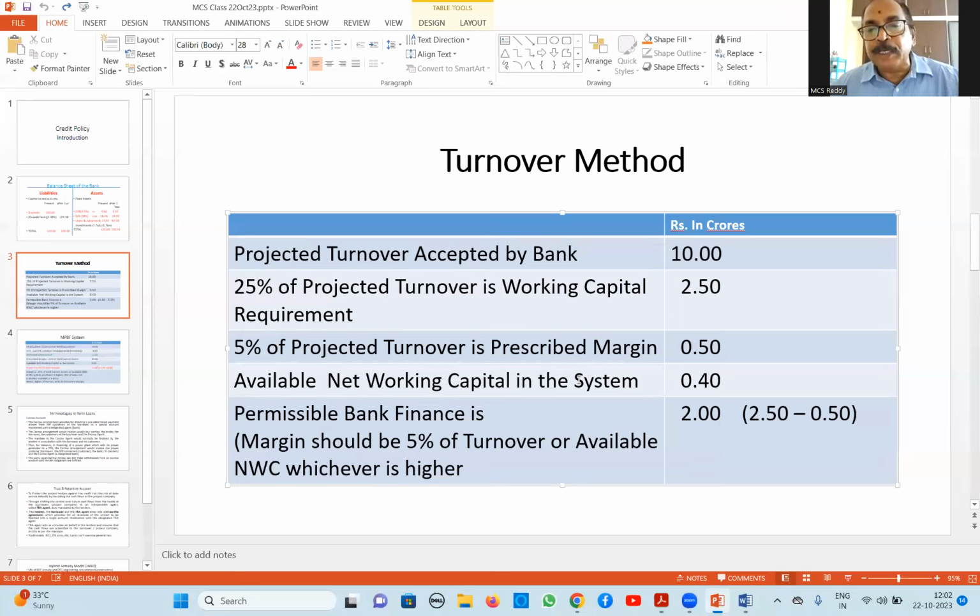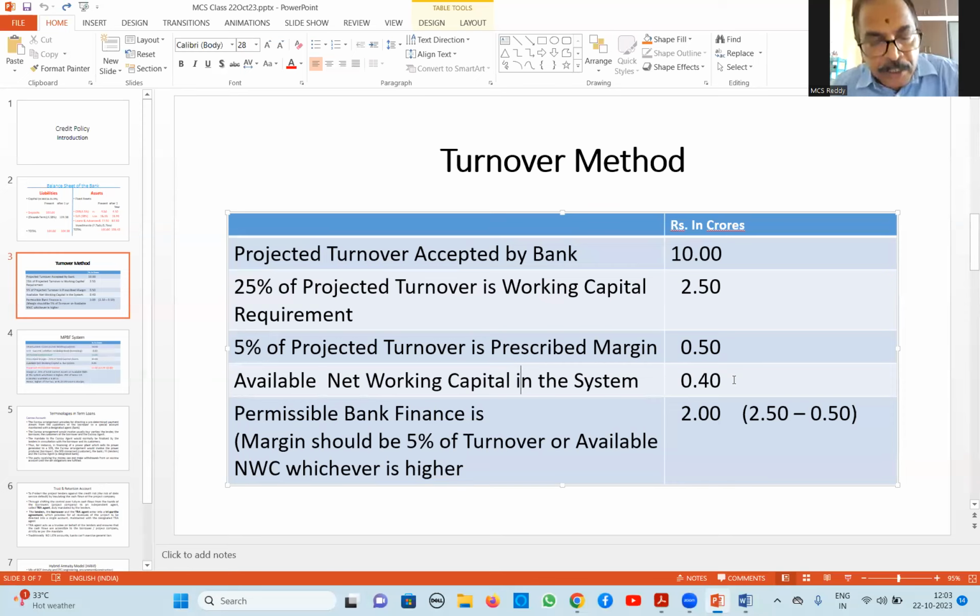And available net working capital in the system is 0.4. It is not in this equation, but it will come through balance sheet analysis. What is NWC, net working capital? It is total current assets minus current liabilities. Otherwise, it is also long-term sources minus long-term uses. That will come in the balance sheet. For understanding purposes, only current assets minus current liabilities is called net working capital. It is only for information.